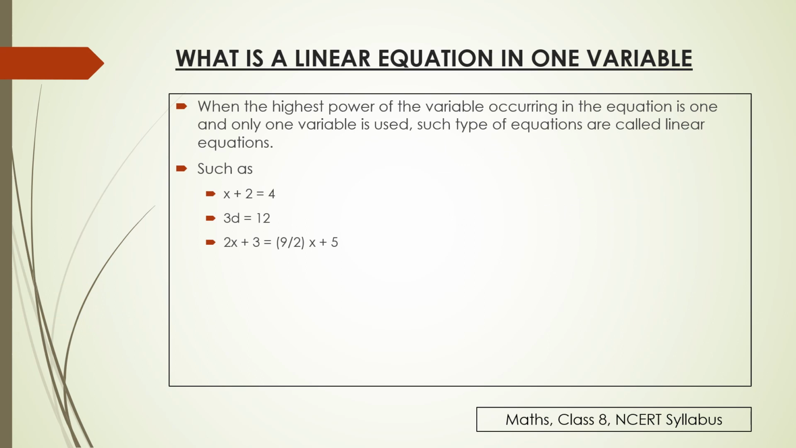When the highest power of the variable occurring in the equation is 1, and only one variable is used, such type of equations are called linear equations. For example, x plus 2 equal to 4, 3d equal to 12, 2x plus 3 equal to 9 by 2x plus 5. All these are examples of linear equations in one variable.